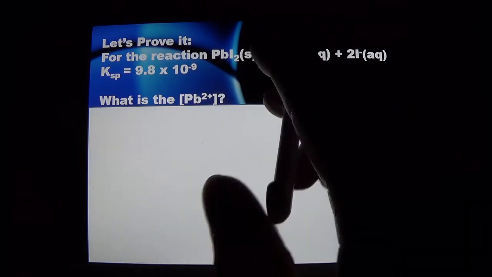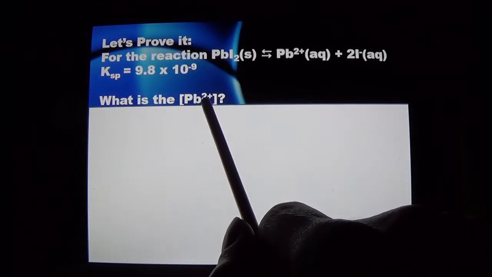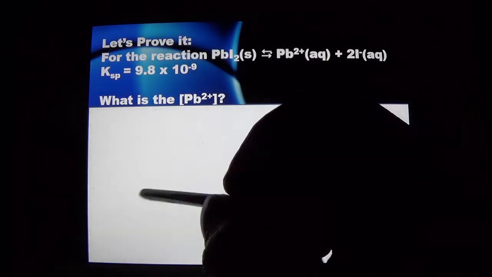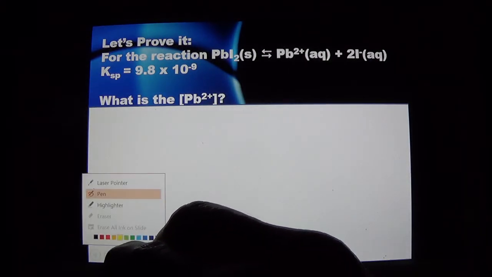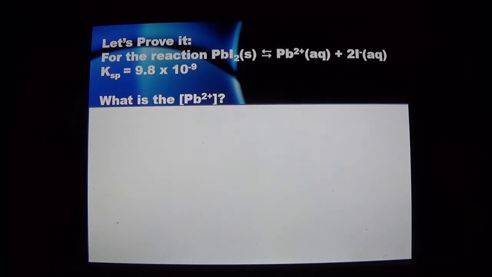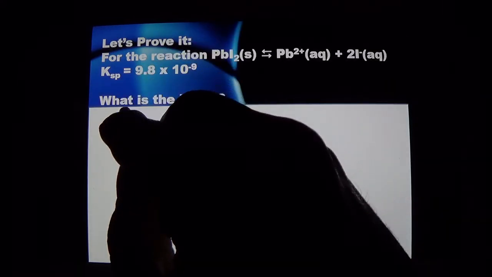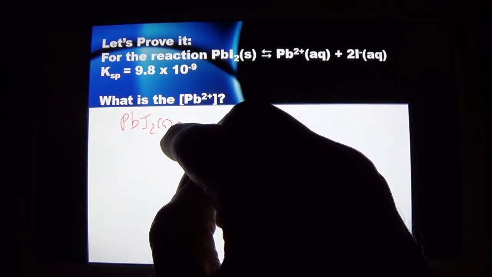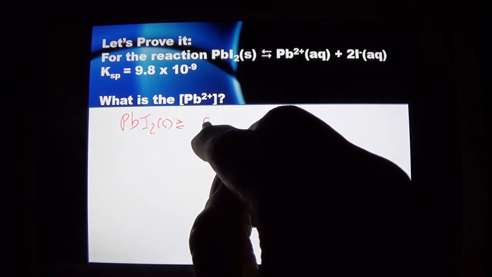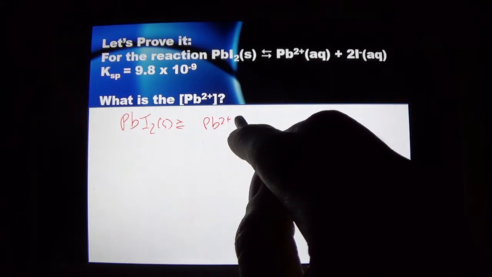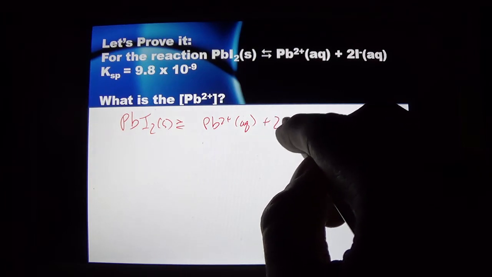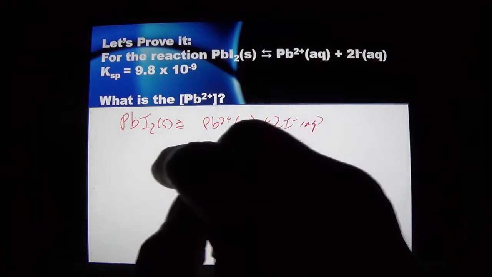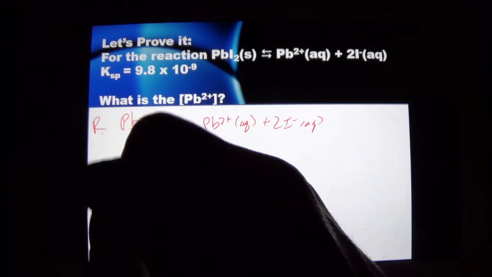Okay, well, we would need to find the concentration of lead. So let's do that. Okay. So to find the concentration of lead at equilibrium, I have my reaction. Check that out. PbI2 solid is going to be in equilibrium with Pb2+ aqueous and iodide minus aqueous.